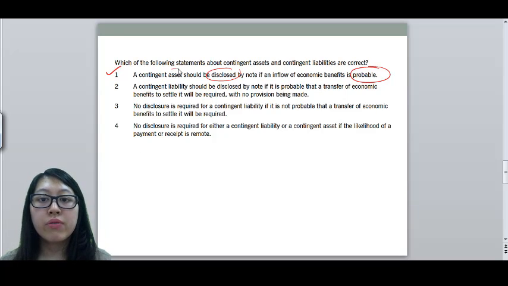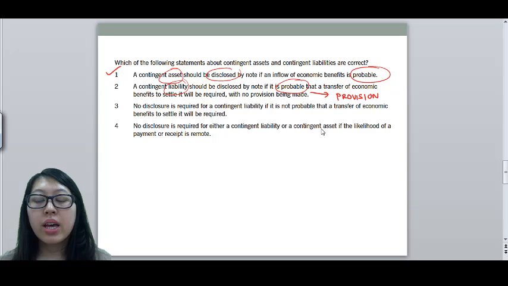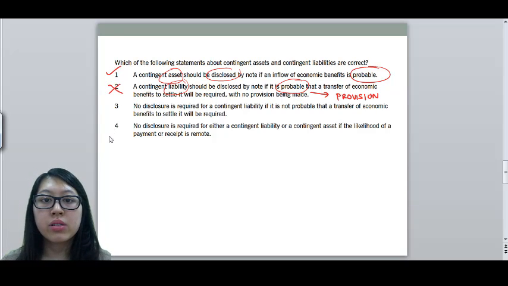Now note there is a difference between an asset and a contingent liability. So if a contingent asset is probable, you disclose. But if a contingent liability is probable, you need to make a provision. Okay? Because a contingent liability is a possible obligation. Okay? So possible and probable are different. So this one is wrong.